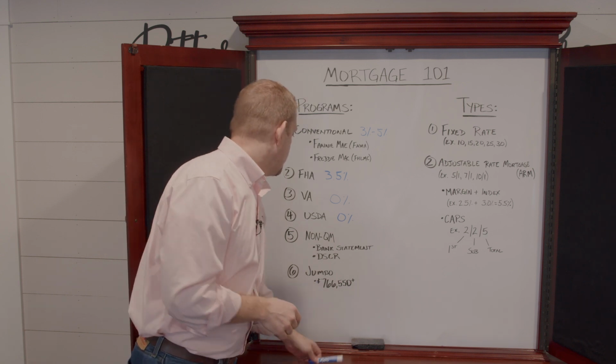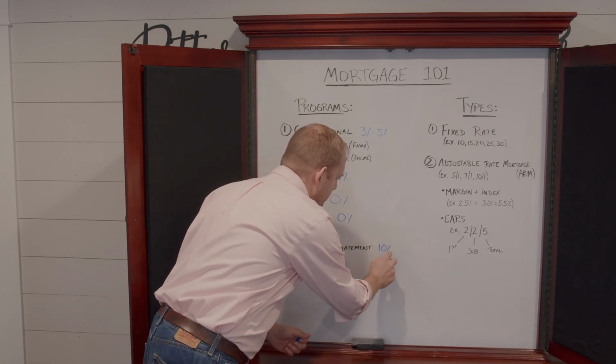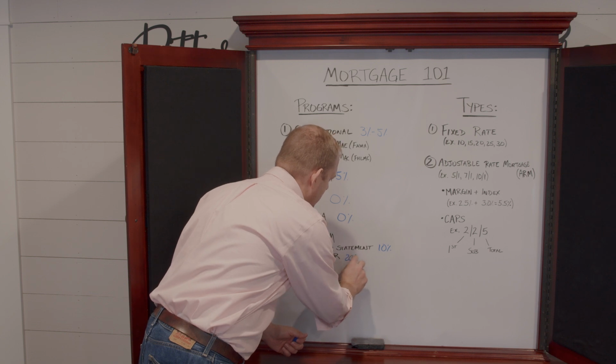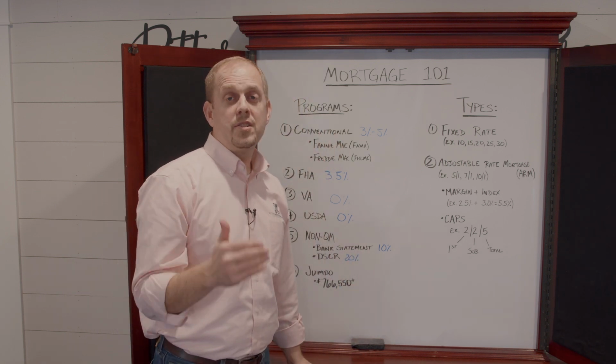Now with the non-QM options, with the bank statement program, you're going to need at least 10% down. And with the DSCR program, because you're buying an investment property, you're going to need at least 20% down.